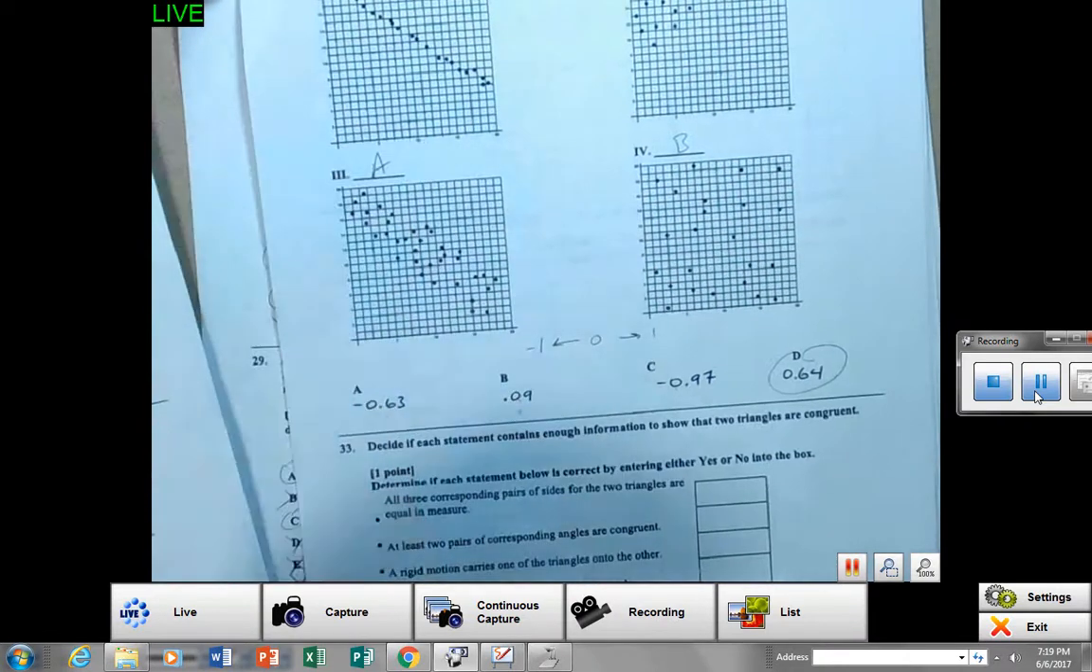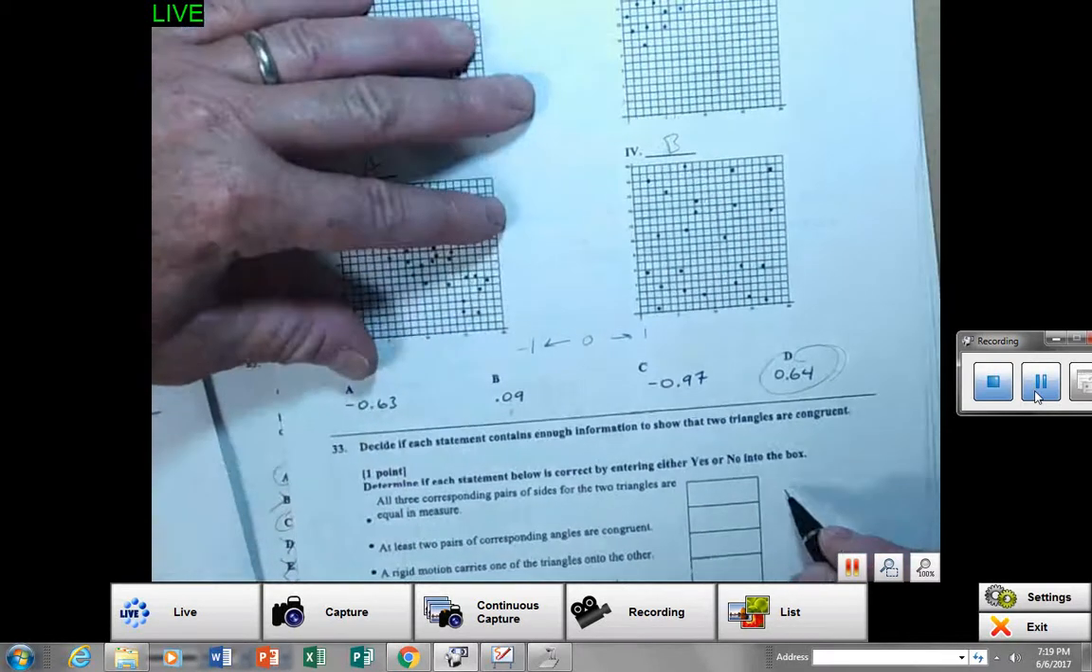If I have two triangles, let's look at this.